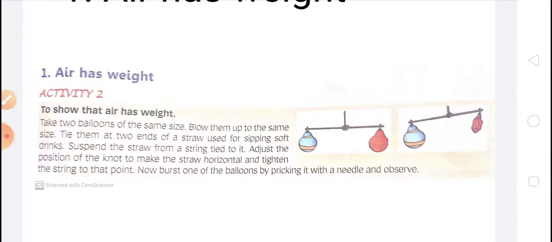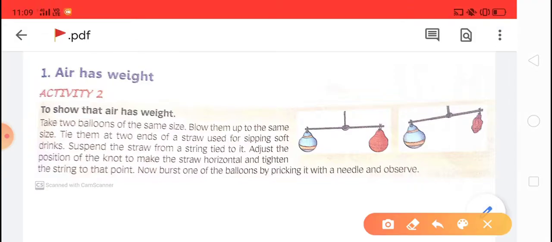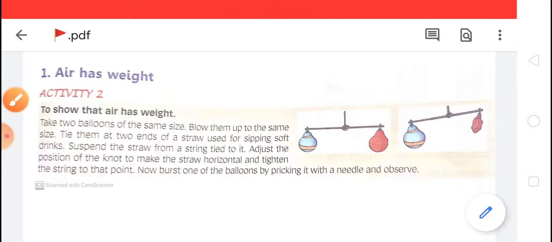You can see in the picture, take such two balloons and blow them up to the same size and tie them at the two ends of a straw. You can use the straw you use for sipping soft drinks, or any other kind of straw you can take.